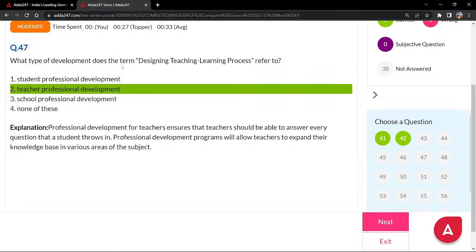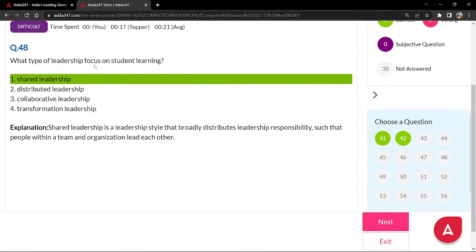Next is what type of development does the term designing teaching learning process refer to? So the answer is teacher professional development. Next, what type of leadership focuses on student learning? That is shared leadership. Shared leadership is a style which focuses on student learning.